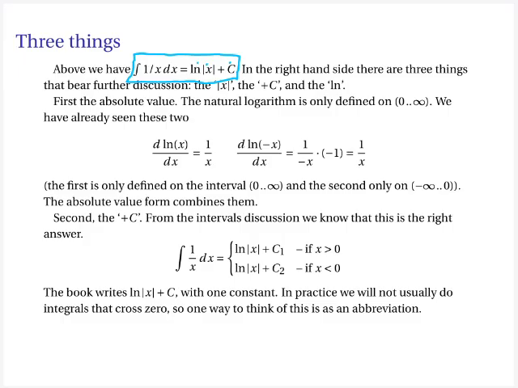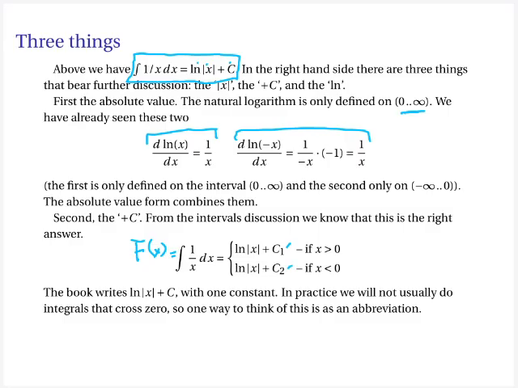So first of all, the absolute value. The natural logarithm is only defined for positive inputs. We've already seen these two examples of derivatives. Saw this one that I'm pointing to now a few minutes ago. So the absolute value simply combines those two into one. It's just a convenience. Second, the plus capital C. On the previous slide, we talked about that you can have different capital C's, and indeed the same thing happens here. This function capital F does indeed have different capital C's for the negatives as for the positives.